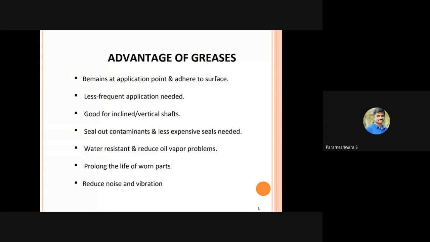Then it seals out contaminants, and less expensive seals are needed; it is water resistant and reduces oil vapor problems since it is in semi-liquid form.